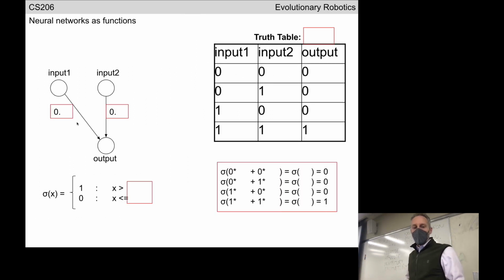Okay. What do neural networks do? In this class, the neural network is going to control the robot. How does the neural network control the robot? By acting as a function.